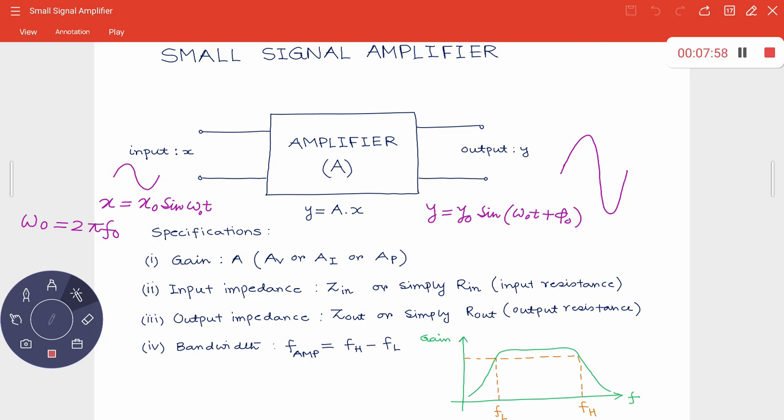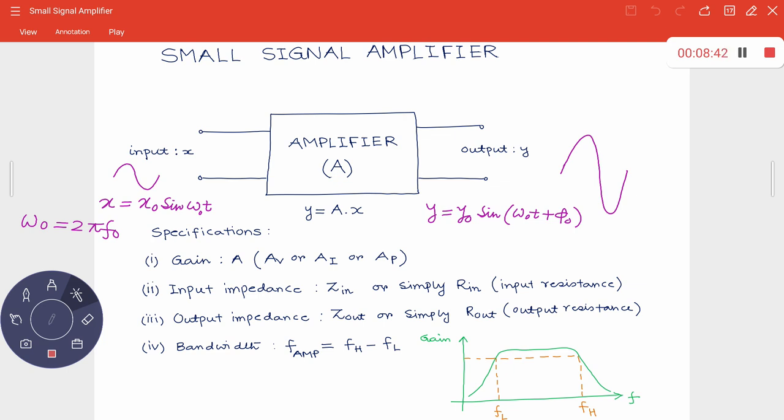Okay, then the thing is that, suppose for some particular f naught, suppose f naught is equal to 1 kilohertz, for example. For 1 kilohertz, suppose my gain is equal to 5. If my input is 1 sine omega naught t, then output is equal to 5 sine omega naught t plus some phi naught. Now the question is whether this amplifier provides the same output for any frequency. If I change the frequency from say 1 kilohertz to 10 kilohertz, to 50 kilohertz, to say few megahertz, tens of megahertz, hundreds of megahertz, few gigahertz, whether the performance of the amplifier remains the same or not, that's the question.